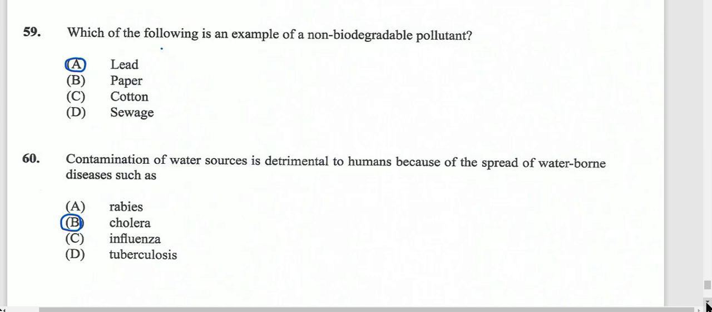For 60, contamination of water sources is detrimental to humans because of the spread of waterborne disease, and one waterborne disease we have here is going to be cholera. B is your answer for 60. That takes us to the end of this multiple choice paper for Human and Social Biology 2019.